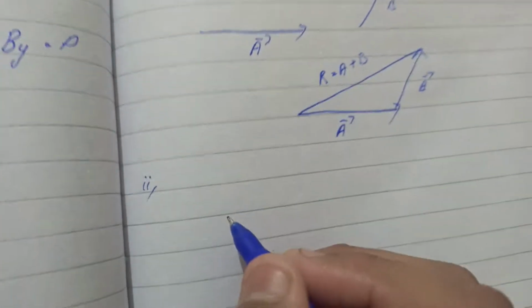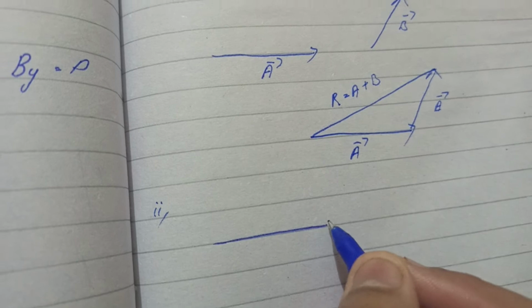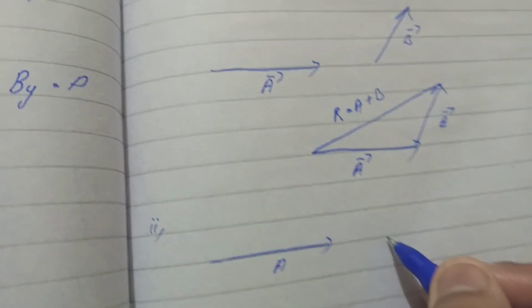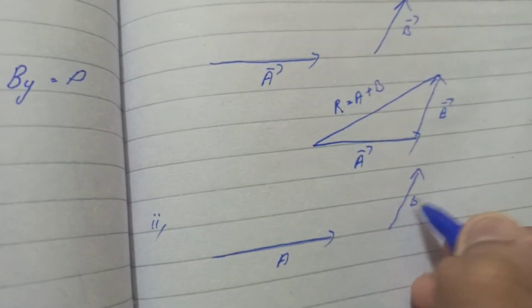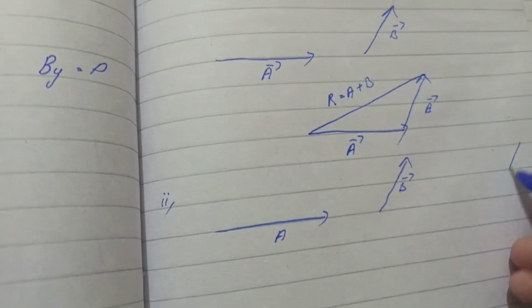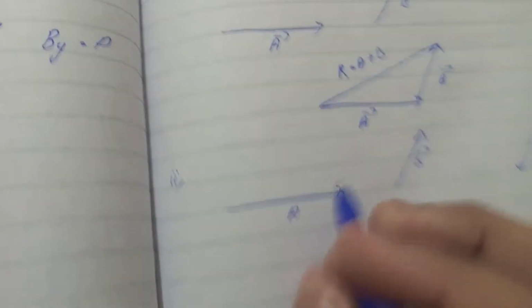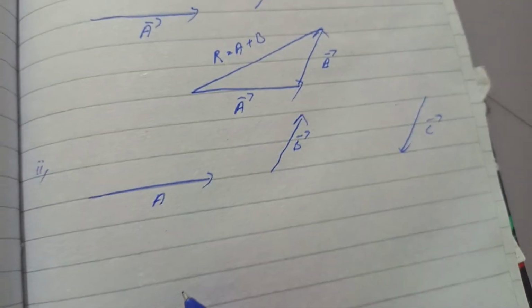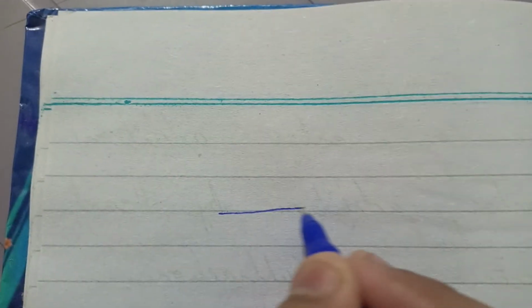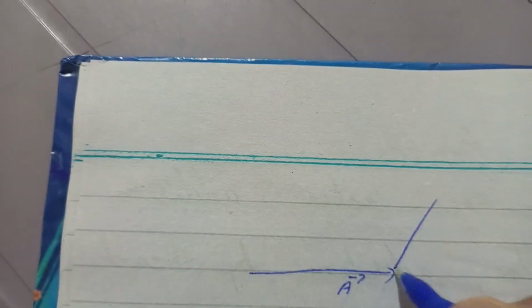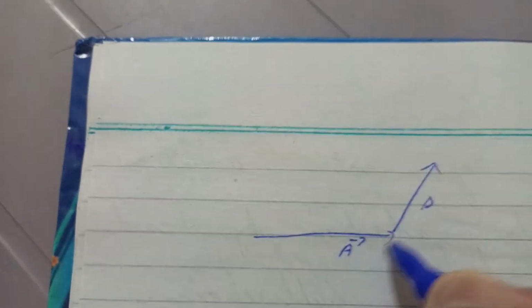So what does it mean? For example, you have a vector a here, then you have a vector b here, then you have a vector c here, like this. So we'll just change the positions of these like this. Let me draw on another page. We'll draw here vector a, here is vector b, and here is vector c.